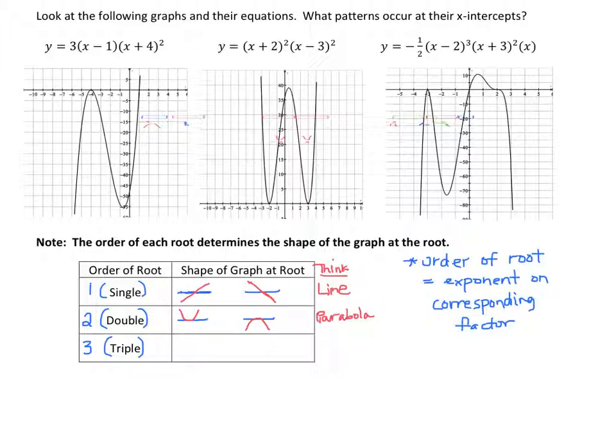And finally, if your root is triple, it behaves like a cubic function, like the graph of y equals x cubed, which curves either up like that, or if you're approaching it from the other direction, it's going to curve down like that. So you're going to think of a cubic function. Now, cubic functions are kind of new this year, okay, so you're not as familiar with that one, but that is what the cubic function behaves like. It curves up and goes in the other direction.